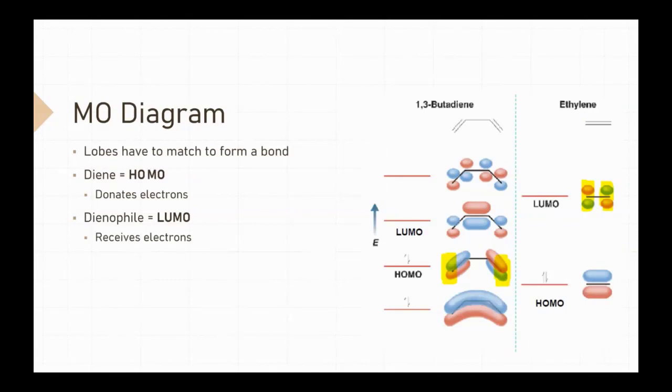Okay. So going over the molecular orbital diagram of this butadiene, we figured out our HOMO and LUMO. We have 4 pi electrons, so that makes the second from the bottom configuration the HOMO. Remember, the diene is the HOMO, while the dienophile is the LUMO. It receives the electrons, the diene donates the electrons. That's why you want dienes to be electron rich, so they can donate those electrons.